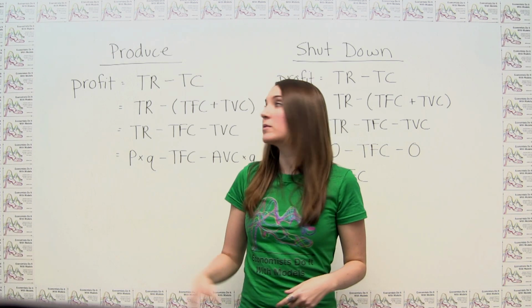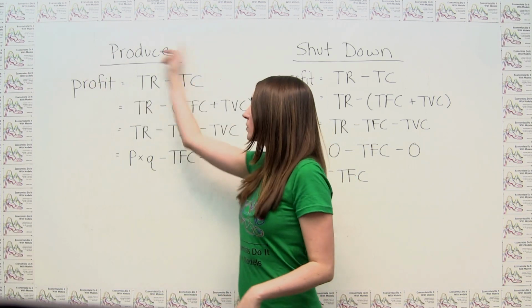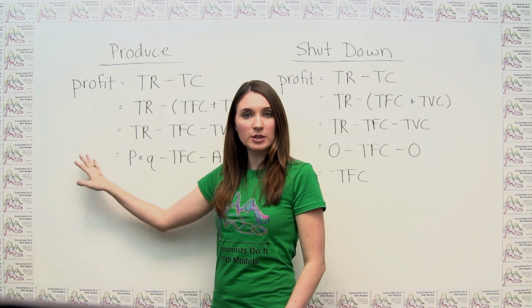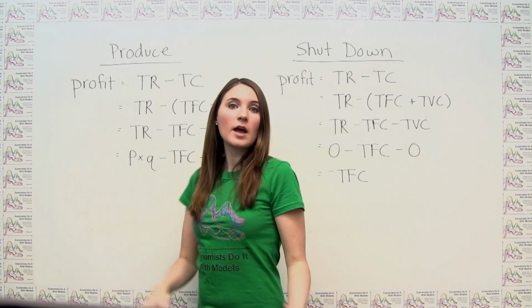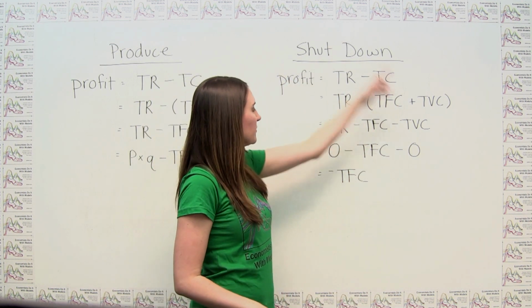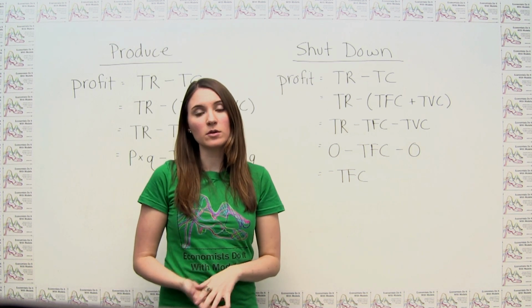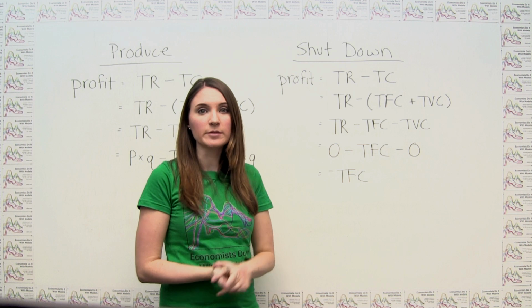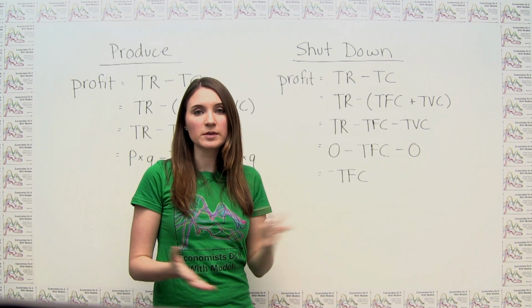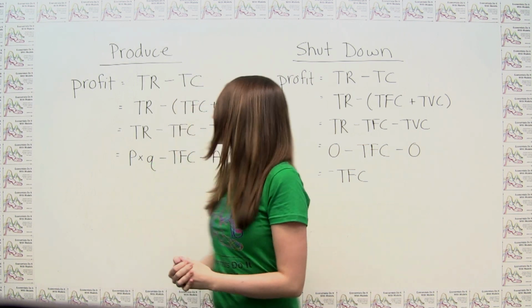So on the left here we have the mathematics of what profit would look like if we chose to actually produce stuff. And on the right here we have the mathematics of what profit would look like if we chose to not produce anything, or to produce zero in the short run. So let's just go through these so we can start analyzing the trade-off.